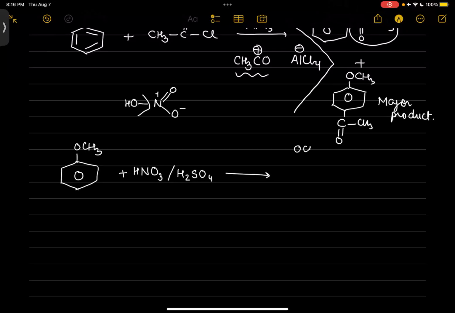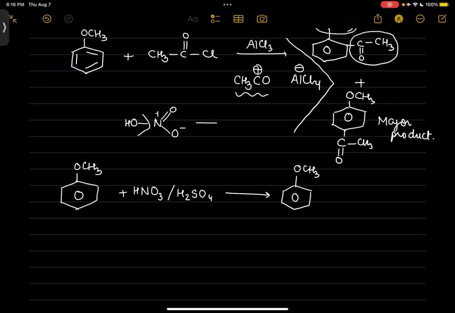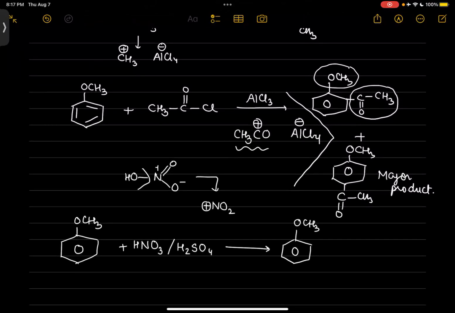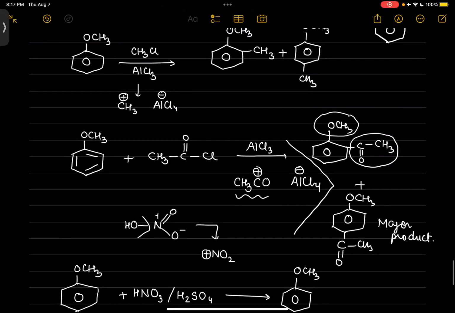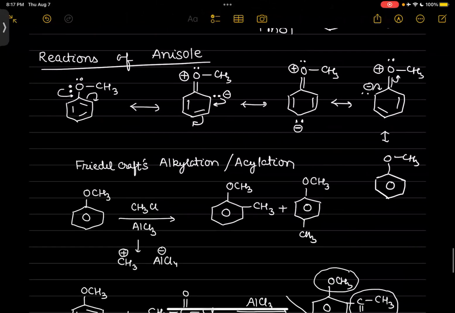This NO2 plus group, as we know from the resonance structure, is a reactive intermediate known as the nitronium ion. H2SO4 removes the water from HNO3. H2SO4 we have seen everywhere, in alcohols also, it causes dehydration, it removes water. This NO2 group, where it will get attached on the OCH3, you can see that the negative charge density is passing through the ortho position and the para position.